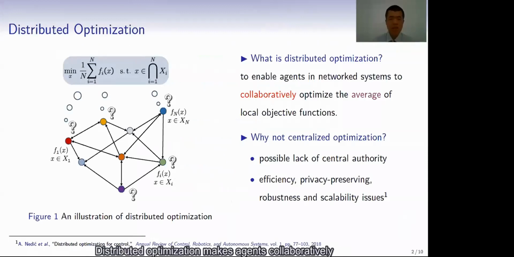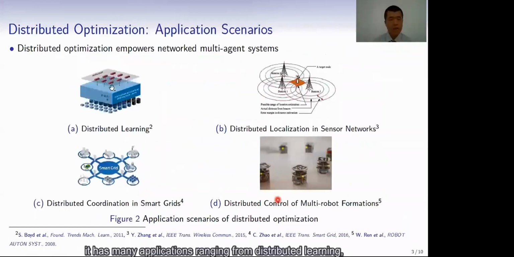Distributed optimization makes agents collaboratively optimize a global objective, which is the average of a set of local objectives. It has various advantages over centralized architecture, including efficiency, robustness, and so on. Also, it has many applications ranging from distributed learning, localization, coordination, control of sensor networks, smart grids, and multi-robot formations.